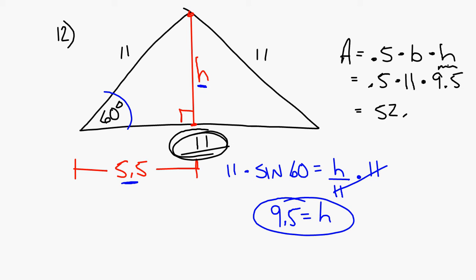I got 52.3. I mean, if you round up, it's 52.4. Because it's 52.30, so you round it up to 52.4. Round to the nearest tenth. I don't know why my calculator says 52.3.